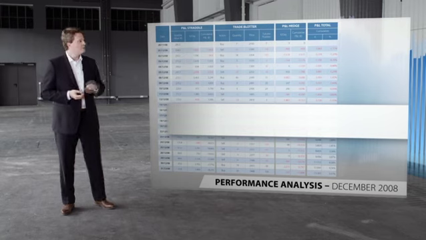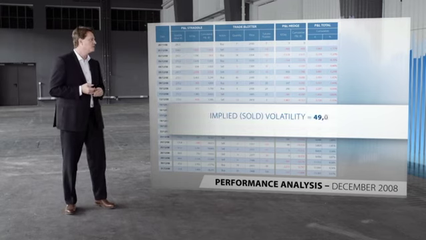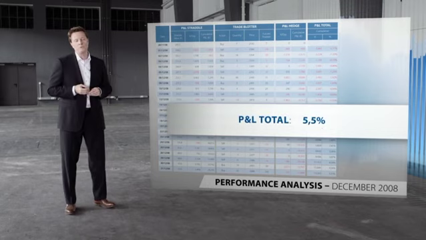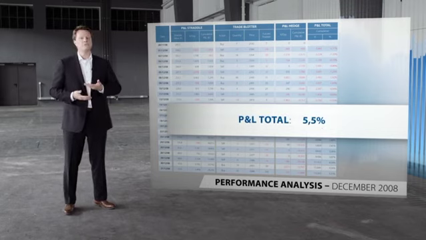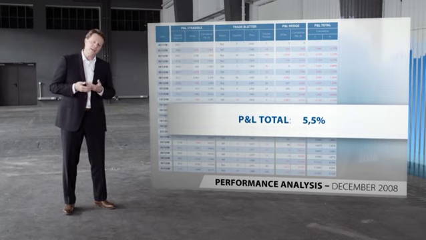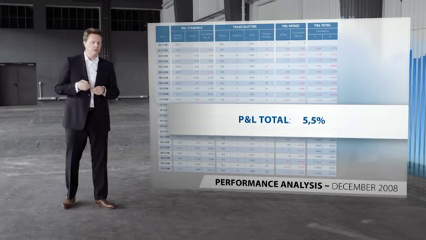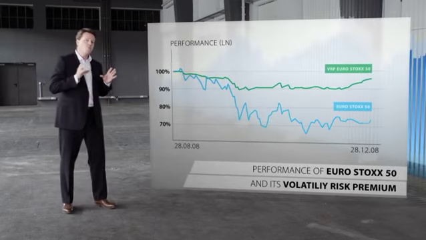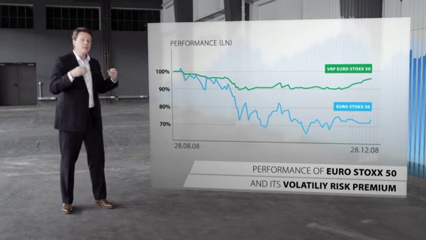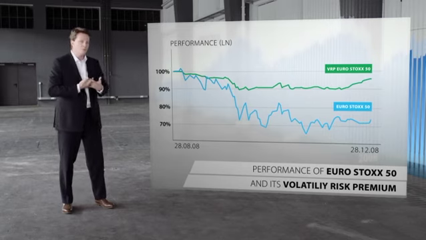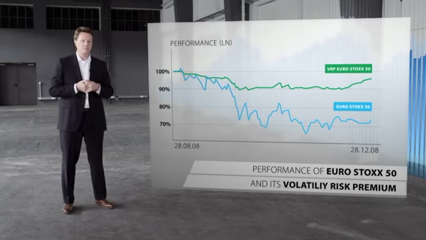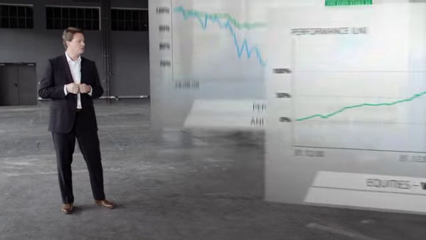In December 2008, markets began to calm down. We sell volatility at 49% and realize a volatility of 45%, so that a net profit of 5.5% is earned. For the first time in a long time, the normal order is re-established with implied volatilities trading above realized volatilities. And this is exactly how the following months proceeded. If you look at this 4-month period as a whole, then that's how the volatility risk premium evolved, shown here next to the performance of the Eurostoxx 50. I personally would have preferred to be a volatility risk premium rather than an Eurostoxx 50 investor.